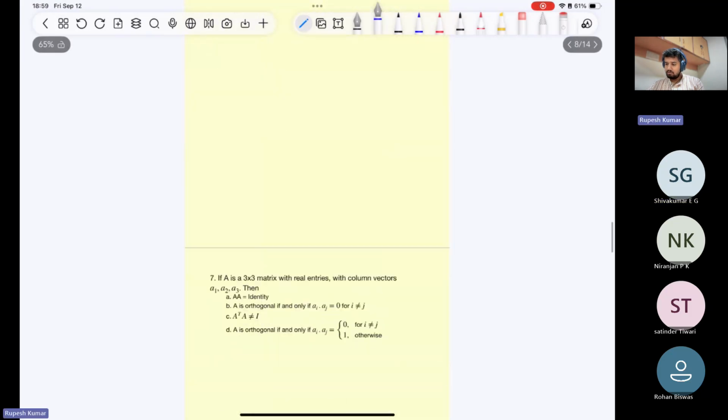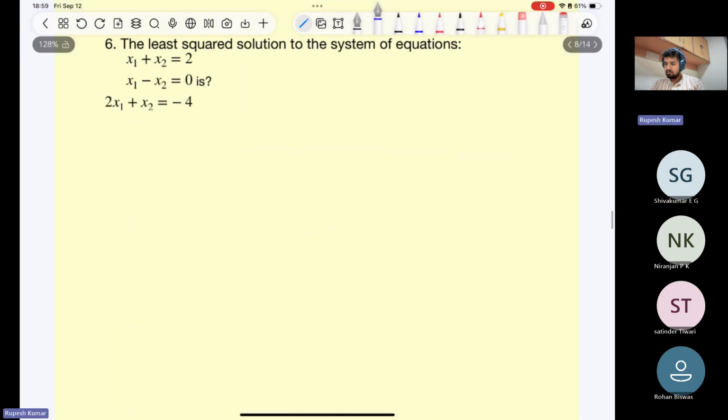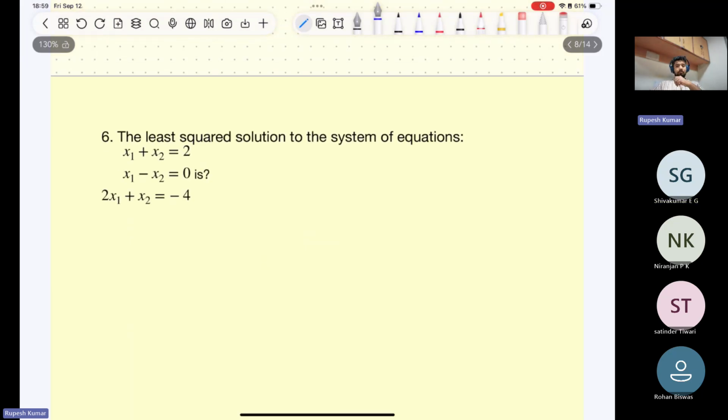Fine. So this is the next question. The least squares. The thing that we did not cover in the previous session was the least squares problem, right? So the least squares solution to the systems of equations. Now with this, let me cover the least squares part also.